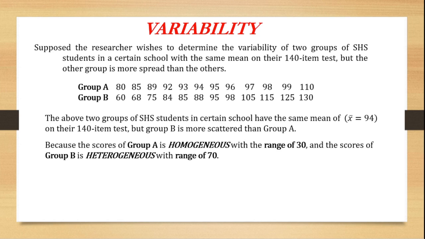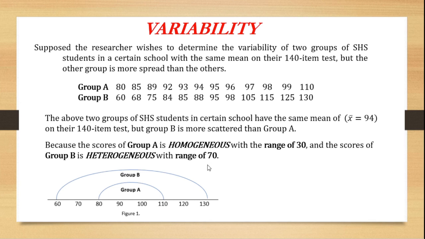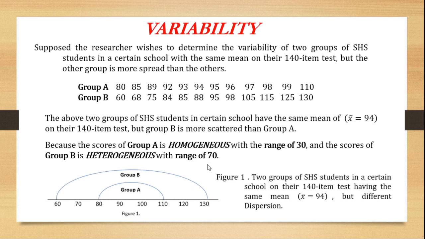Because the scores of group A are homogeneous with the range of 30, and the scores of group B are heterogeneous with range of 70. As Figure 1 shows, two groups of high school students in a certain school on their 140 item test have the same mean of 94 but different dispersion.